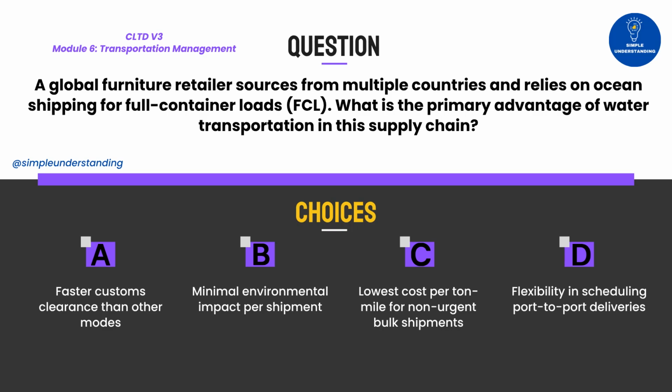Question 5. A global furniture retailer sources from multiple countries and relies on ocean shipping for full container loads, FCL. What is the primary advantage of water transportation in this supply chain?